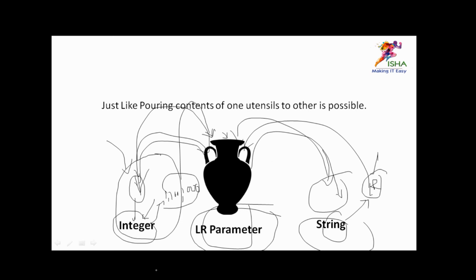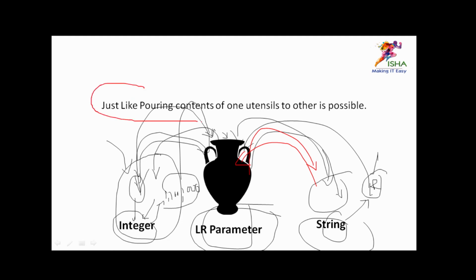So what I am trying to tell you is converting a value from an integer to an LR parameter is possible, and LR parameter to integer is possible. Similarly, converting a value from the LR parameter to string is possible, and from the string to LR parameter is possible. Just like pouring the contents of the cup into the jug, and back, is possible. That is the point that I am trying to say.